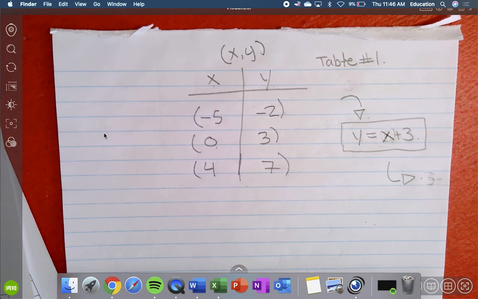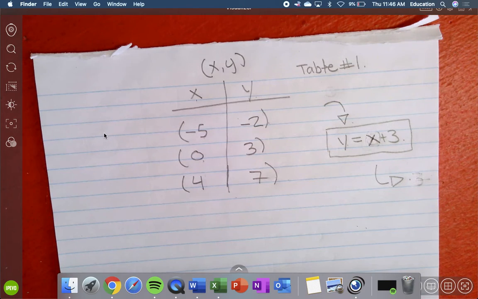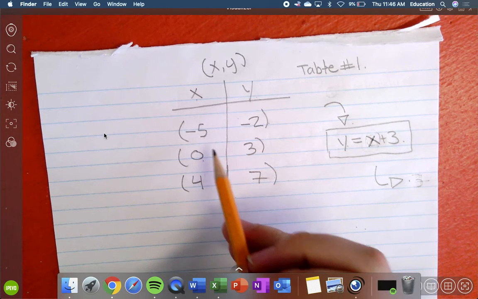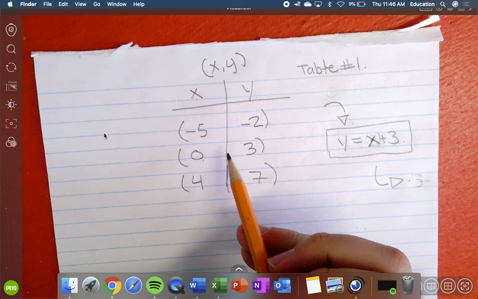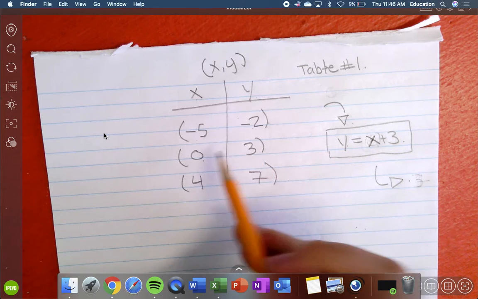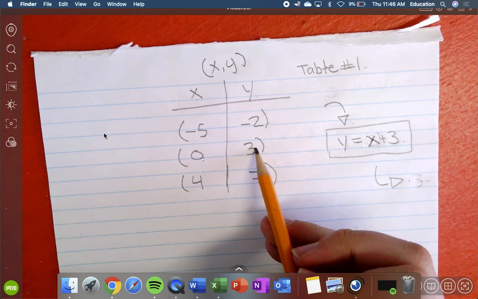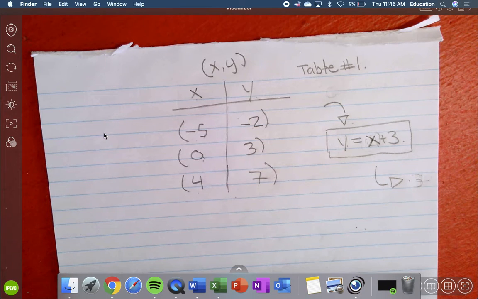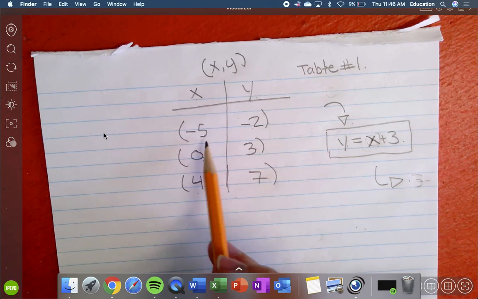Okay. So in your graph, I want you to plot all of these coordinates. So a new graph. The first one is minus 5, minus 2. Your second one is 0, 3. And then your third one is 4, 7. Okay? So those are your 3 coordinates.